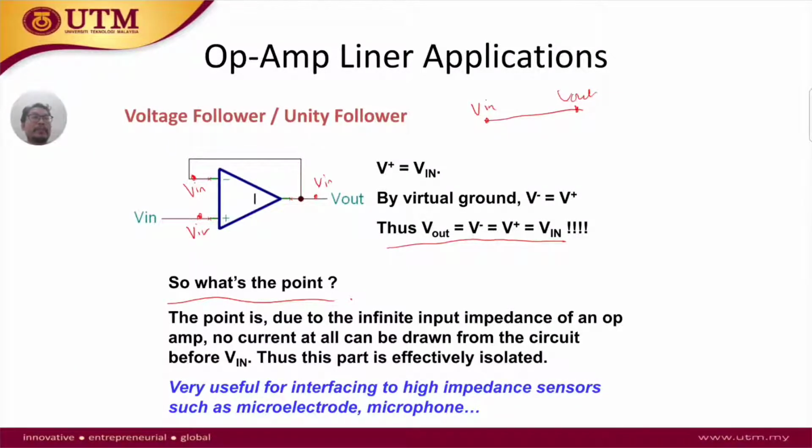The reason is, as it says here, due to the infinite input impedance of the op-amp, no current can be drawn from the circuit before Vin, thus this part is isolated. Very useful if you want to interface with sensors such as microelectrode, microphone, etc. For example, if we have a feedback here, we have a microphone, and the current goes through here. Is it going to impact the input? It will not impact the original input. It will not give a feedback, so this will not travel to the original input. So it's sort of like a barrier. Okay, so this is number 3.